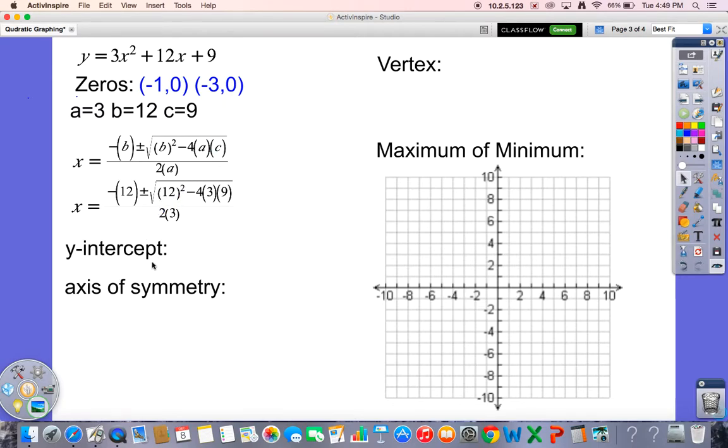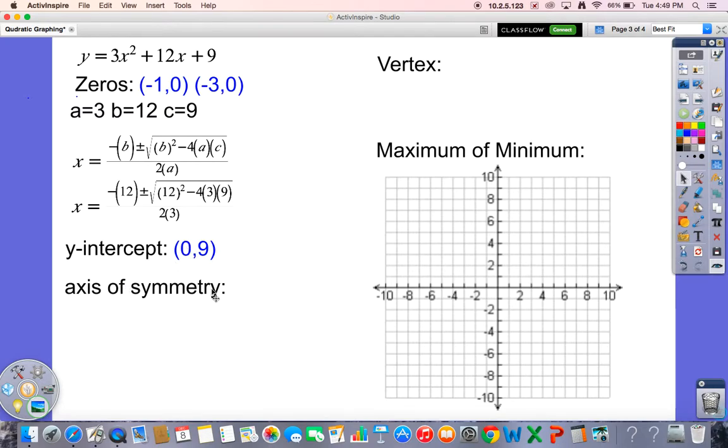Now we're going to work on our y-intercept. Recall that the y-intercept happens when the value of x is 0. We've worked with plugging 0 into our equations, and we learned that in the standard form, if I plug 0 into this equation, I will get the c value. I will get 9. So my y-intercept is 0, 9.